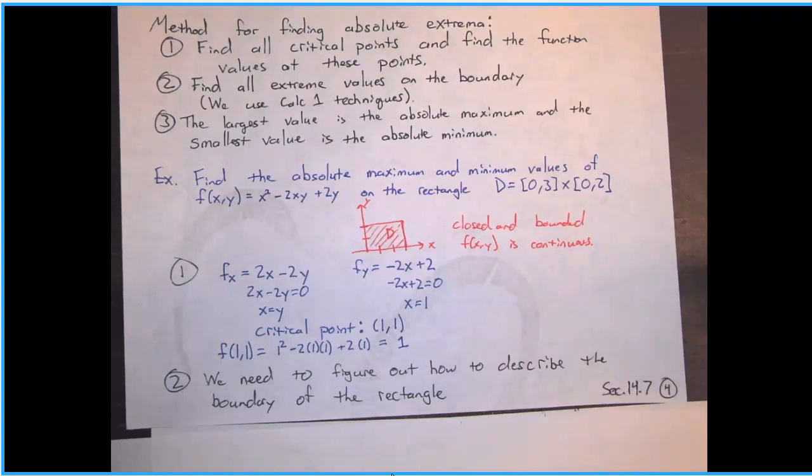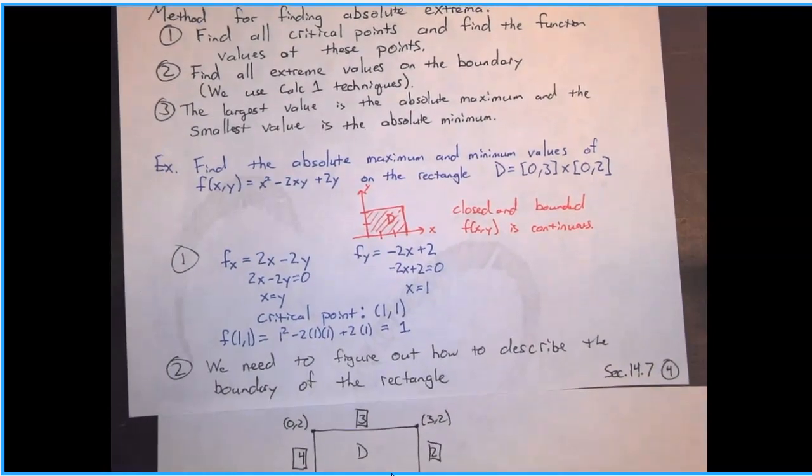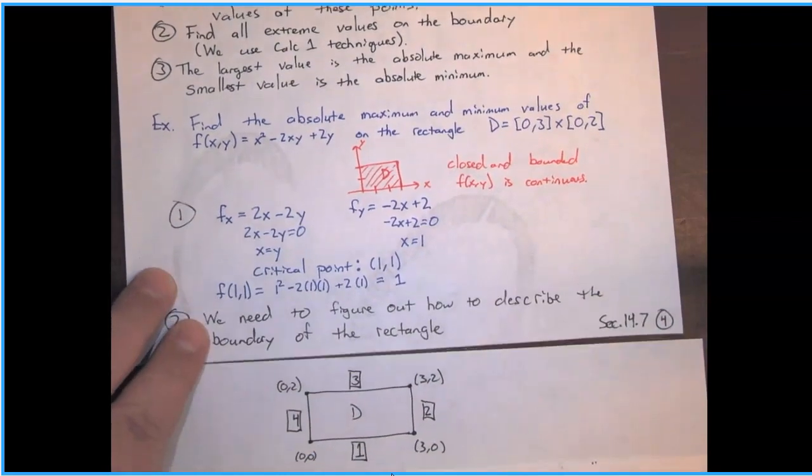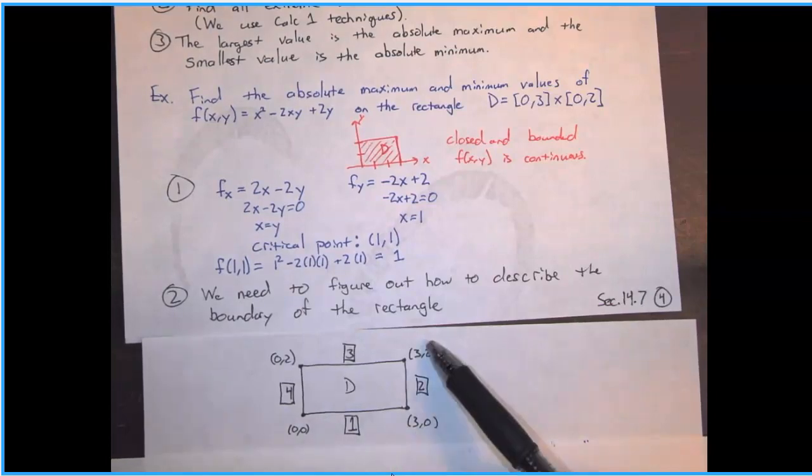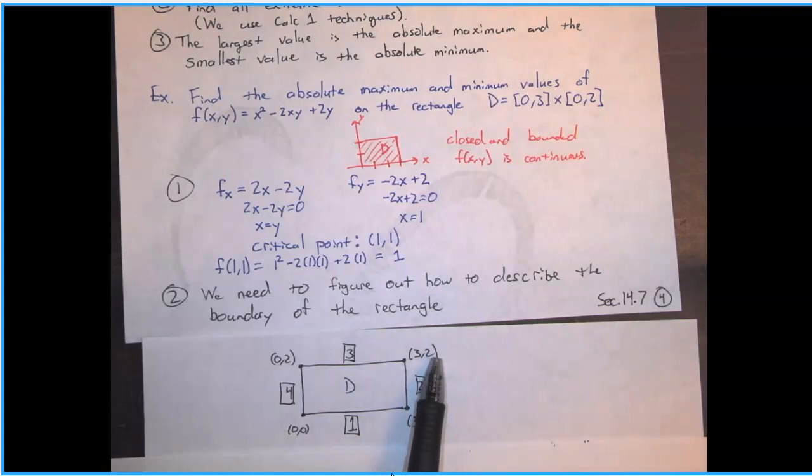So what I'm going to do is, let's look at this rectangle. It's made up of 4 line segments, right? So I have a line segment going from (0, 0) to (3, 0), a line segment going from (3, 0) to (3, 2), a line segment going from (3, 2) to (0, 2), and a line segment going from (0, 2) to (0, 0). And here, I don't care about orientation. We're not doing line integrals or anything like that. I just care about these 4 line segments individually.